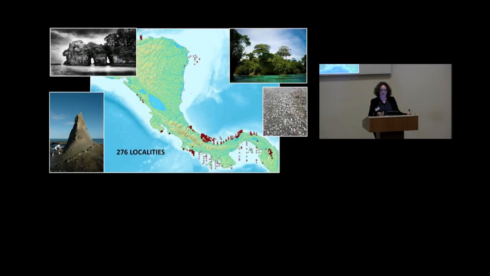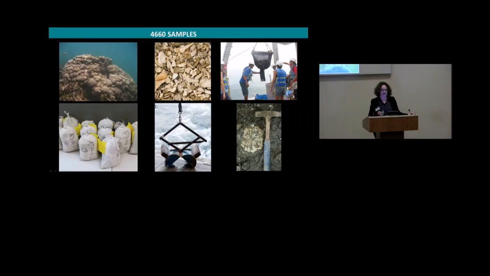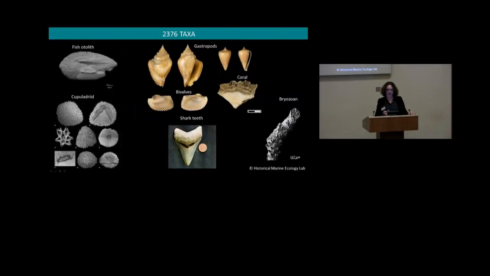samples in both the Caribbean and Pacific side. We have 4,660 samples, including hundreds of bulk samples of Neogene sections, hundreds of grab samples in the Caribbean and Pacific side, and thousands of dredges and hand samples. We have 2,376 taxa with fish otoliths, gastropods, bivalves, corals, bryozoans, shark teeth, and cupuladrids.